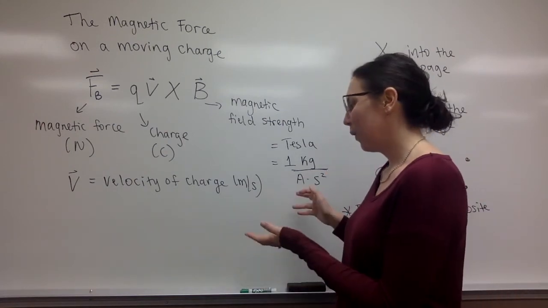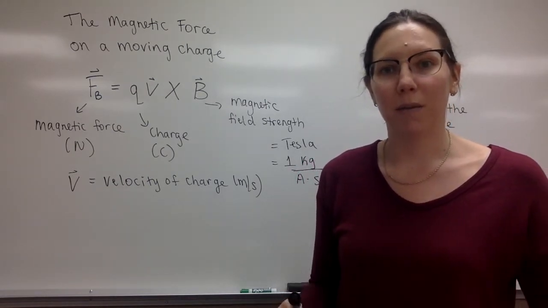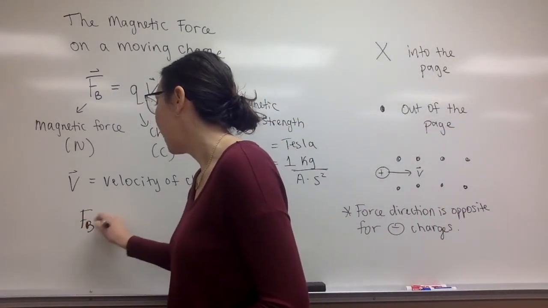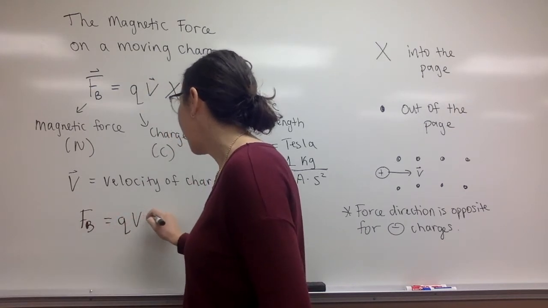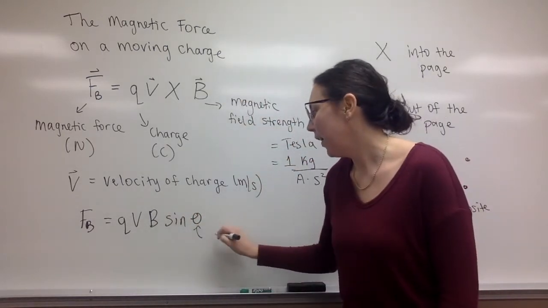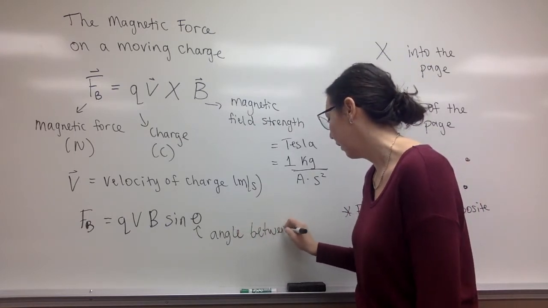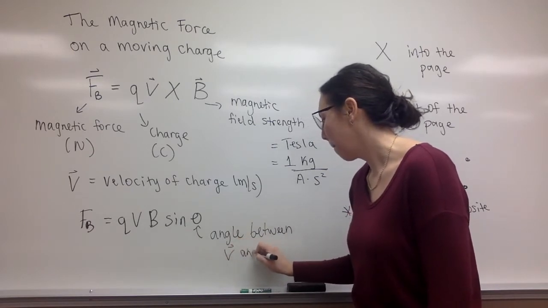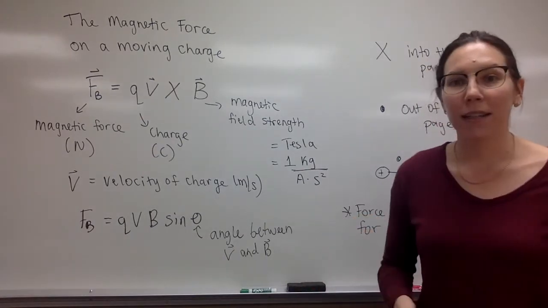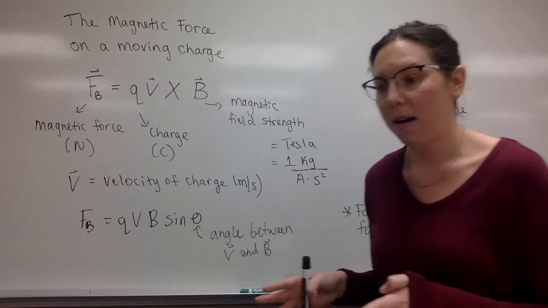So you can calculate this cross product two ways, either using the vector definition of the cross product, which will give you a vector with a direction, or by using the magnitude. The magnitude is Fb equals QVB sine theta. And if we write it like that, then theta is the angle between V and B. And if you're using this method, then we need to use the right-hand rule to determine the direction of the force on the moving charge.